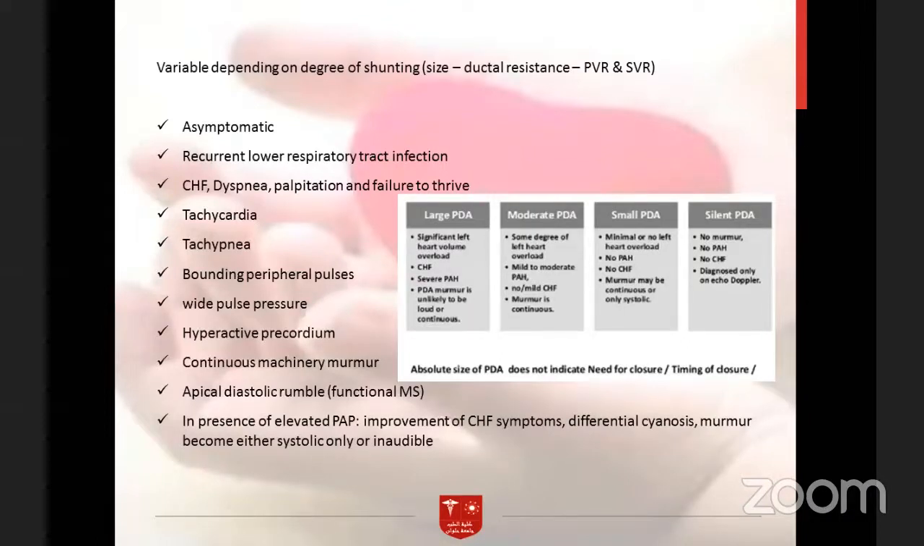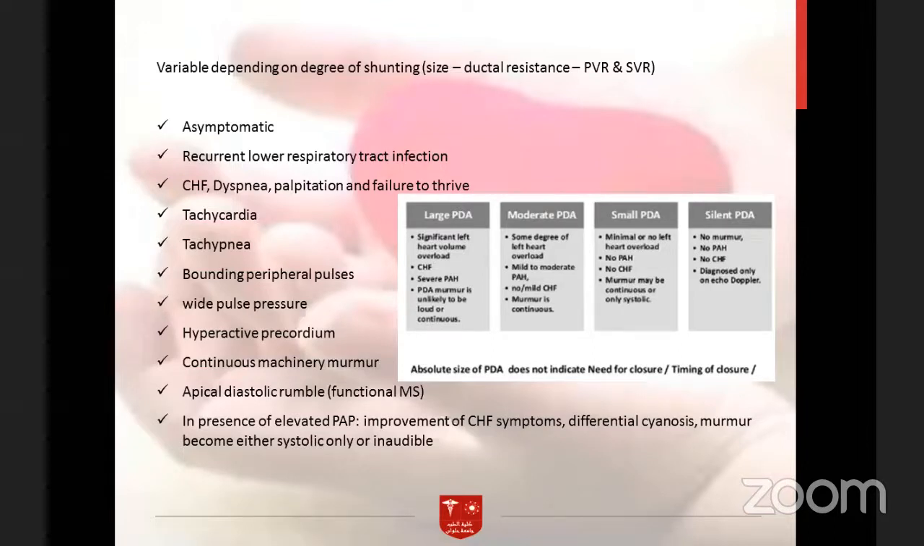On cardiac examination, we will definitely have a hyperactive precordium, as you mentioned. We will have a continuous machinery murmur, and in case of a significant left to right shunt with overflow on the left side, we will have an apical functional mitral stenosis. In very late stages, with an increase in the pulmonary artery pressure, we will experience a marked improvement in the congestive heart failure symptoms, in addition to differential cyanosis.